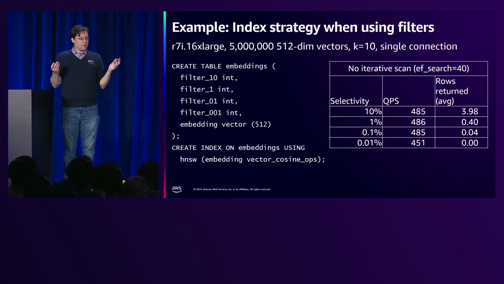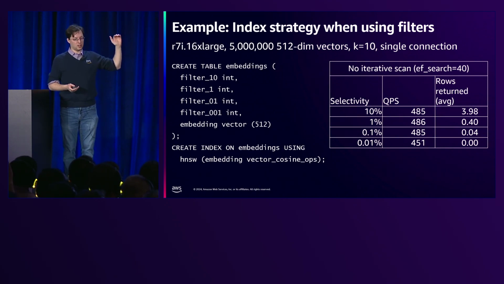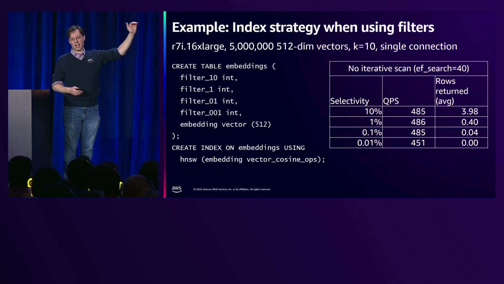So let's make it less abstract. Here's a data set which has 4 filters involved in it. I believe it's 5 million rows, and they each have different levels of selectivity. So here's the code, the query to perform a nearest neighbor search where we have different levels of selectivity. 10% selectivity means that 500,000 rows here match the filter. 1% is 50,000, 0.1% is 5,000, et cetera.